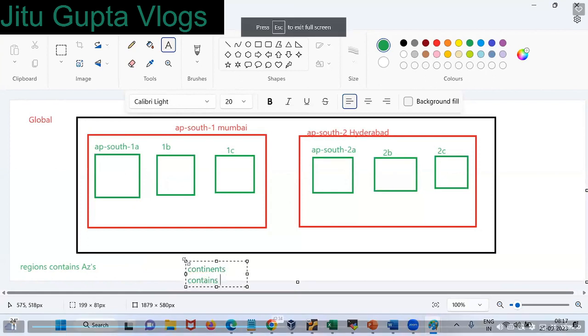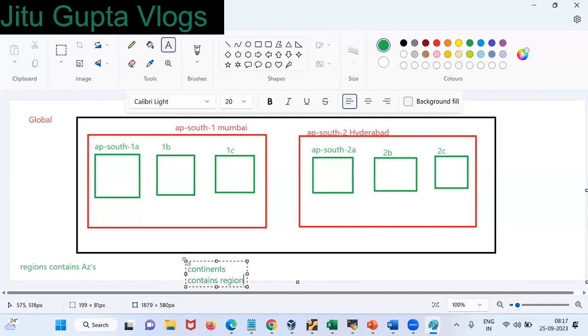Continents contain regions and countries. Clear? Yes, countries, whatever. So in this way, AWS is globally distributed. So we covered the India level and availability zones level.